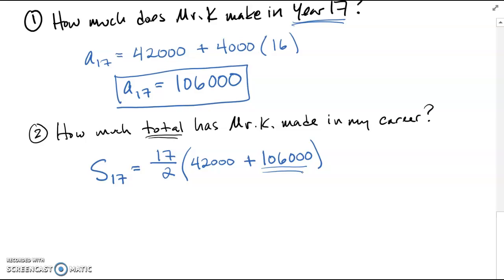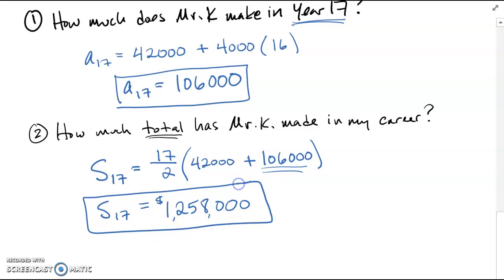And now I just go to my calculator and I get that I have made $1,258,000 in my career, rolling in it. That's the sum of my 17 years. Okay, and so you can see the difference between a sequence and a series.